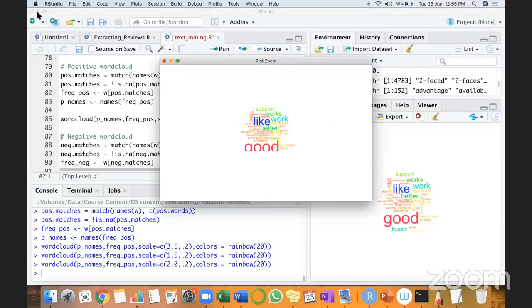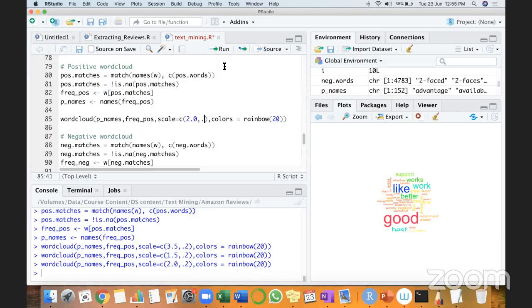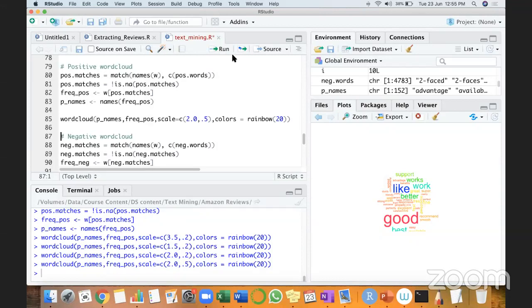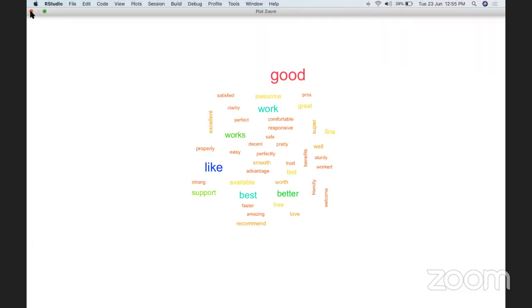It is so small. Okay. So here we can see good. These are the positive review words: excellent, properly, works perfect, okay, comfortable, responsive, benefits. So these are the positive words. Okay, now let us see what kind of negative words there are.